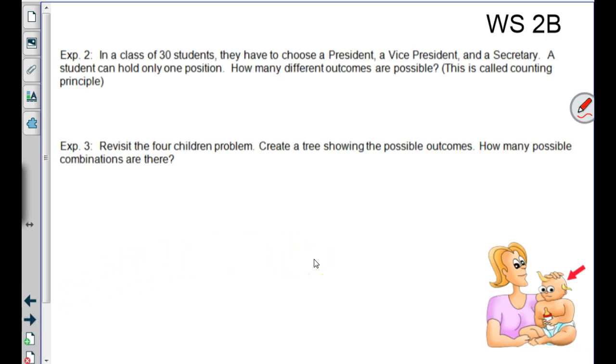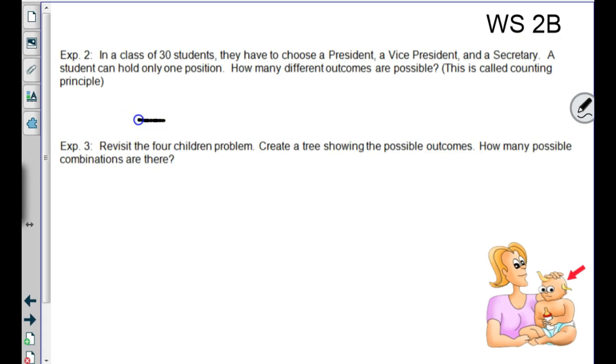All right. Now we're going to talk a little bit about permutations and combinations. This is a struggle for students. The first couple are just called counting principle questions. In a class of 30 students, they have to choose a president, a vice president, and a secretary. A student can only hold one position. How many different outcomes are possible?